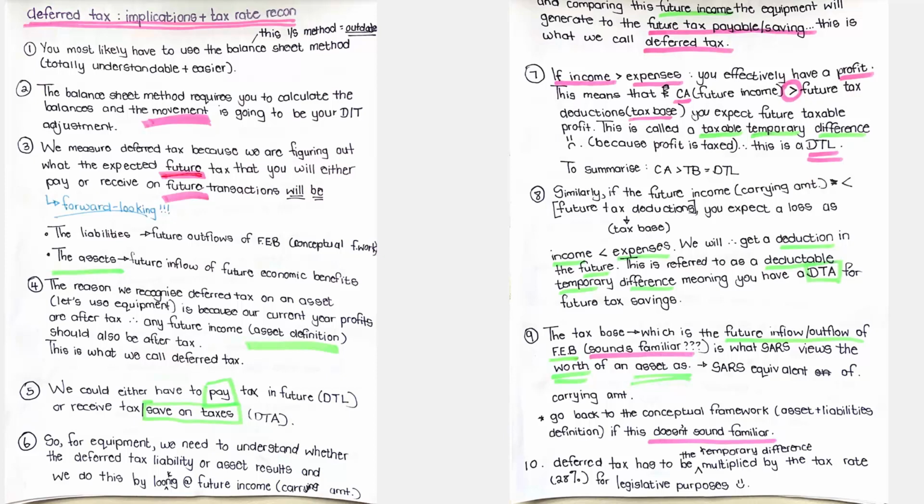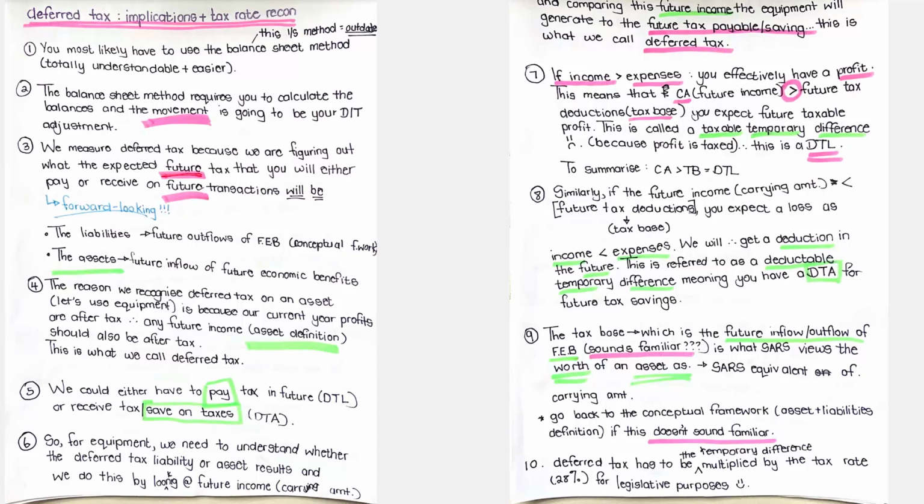To summarize it, for an asset, if the carrying amount is greater than the tax base, that means that your future income is greater than your future tax deductions for an asset, and therefore you have a deferred tax liability. Similarly, if your future income, which is your carrying amount, is less than your future tax deductions, you would expect to get a deduction in the future that is greater than the income that your asset is generating, which is a good thing. And that's why it's called a deductible temporary difference, and you'd have a deferred tax asset for the future tax savings.